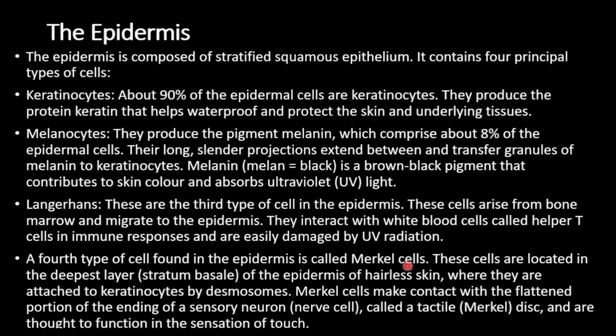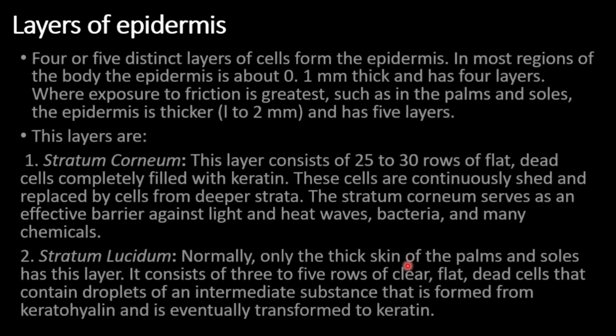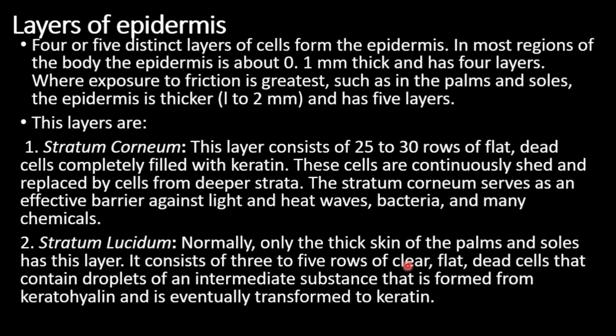Apart from the cells in the epidermis, we also have layers in the epidermis. So you have to get it clear. We are looking at the epidermis, which is the outer layer. We have four types of cells, and we also have layers. We have 4 or 5 layers of epidermis. For example, normally on the skin we have 4 layers of epidermis, but on places like our palms or the soles of our feet, you'll notice that those places are a little bit thicker.